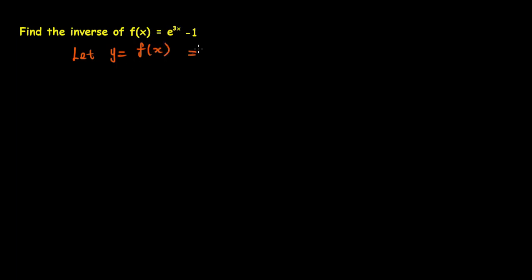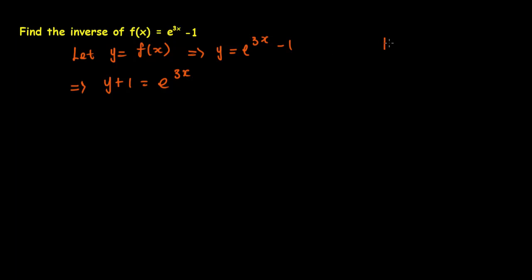Now this implies that y is going to be equal to e raised to power 3x minus 1. Now we're going to make x the subject of formula, which is the second step. So we're going to remove terms that don't involve x to the other side, and then terms that have x to one side. So this is going to be y plus 1 is equal to e raised to power 3x.